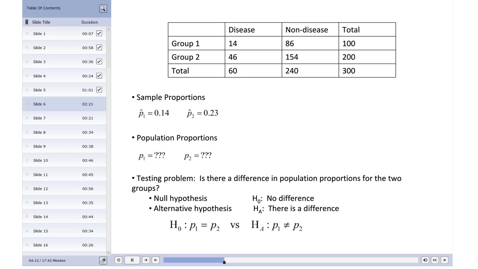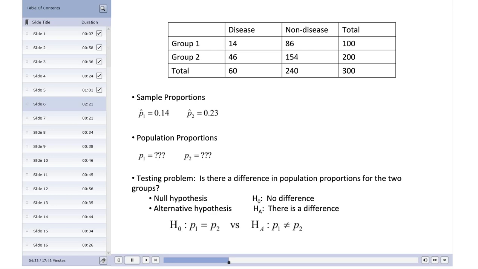and it would probably be prohibitively expensive also. So what we really need is some kind of a statistical test that uses the sample data and determines if there's a statistically significant difference between the sample proportions, which should provide us some evidence of whether or not there's a difference between the population proportions.